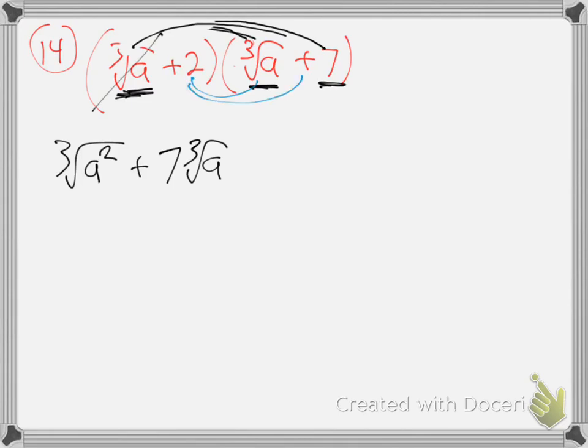And now this guy's going to go to both. The 2 will stay outside. He's an outsider. He won't go in and multiply the A. And then 2 times 7, 14. They're both outsiders. So outsiders stay outside, insiders stay inside. So far, so good. Can we do more now?